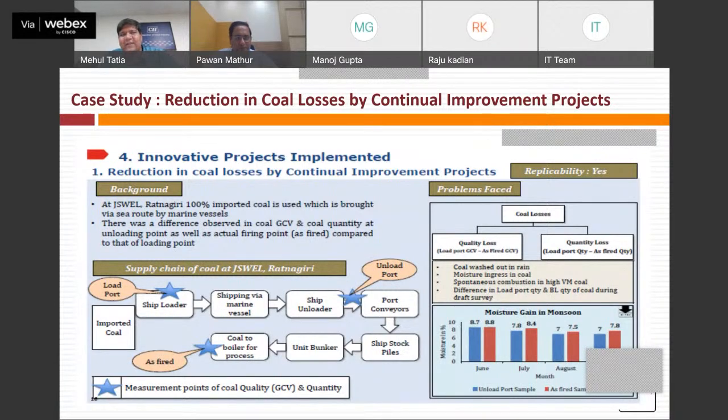I mean, before we close, I have a case study on a reduction in coal losses at your yard. Many of the times, the carpet losses, the GCV losses at the yard are high. So this is a case study by JSW Ratnagiri, who have 100% imported coal usage. They import the entire coal which is being used in the plant, and they were experiencing significant coal losses, both in terms of quality as well as quantity. Since they were importing it from port to their plants, there was significant quality loss in terms of loss in GCV, and also your carpet losses and your drift losses and things like that.